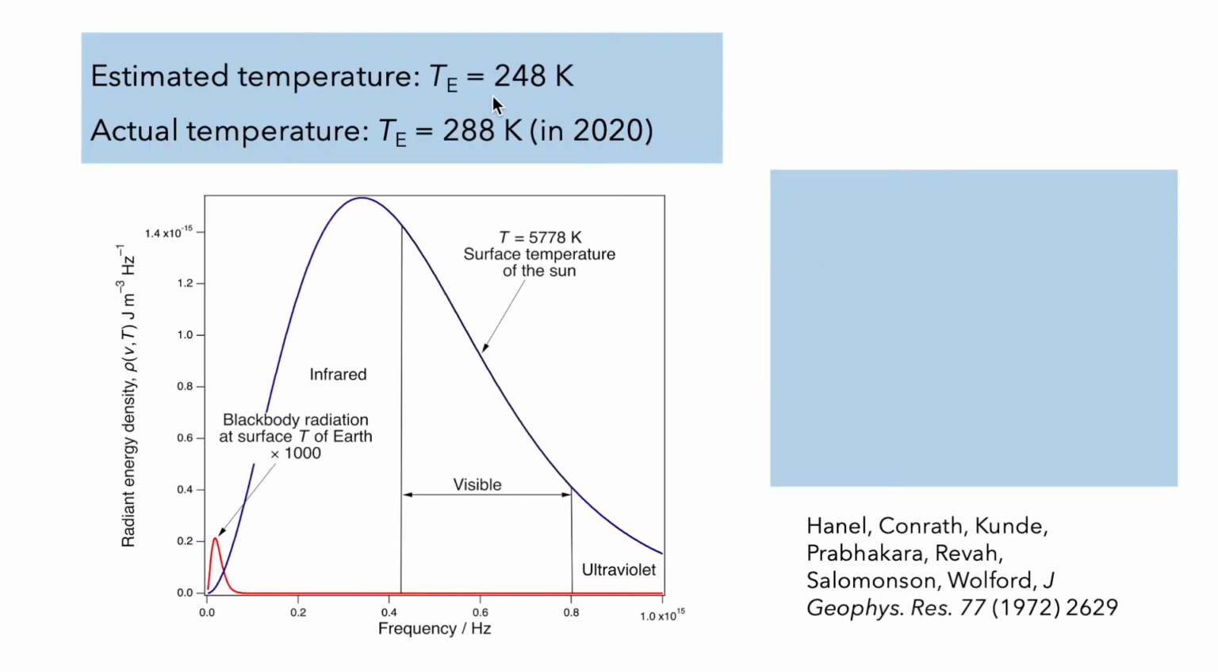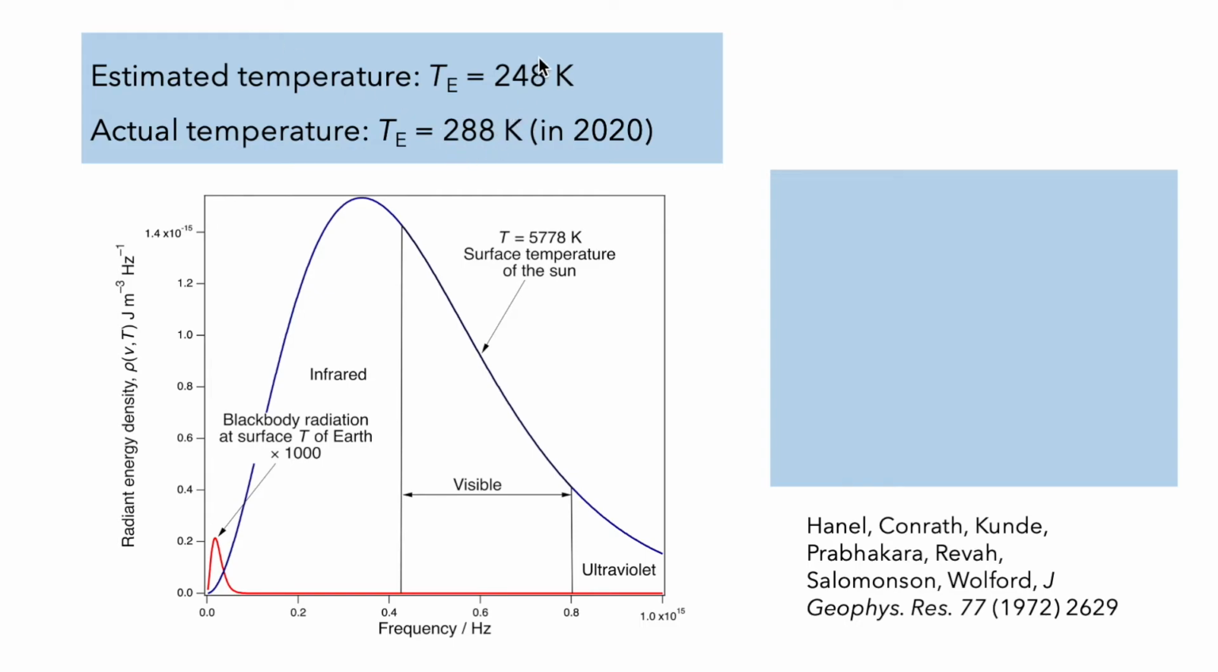How's that look compared to the real answer? The real answer is about 288. At least it was in 2020. What a year that was. So with these really simple 3-4 lines of equations, we're able to get an answer that's about 85% correct, right? Not too bad for a back of the envelope calculation.